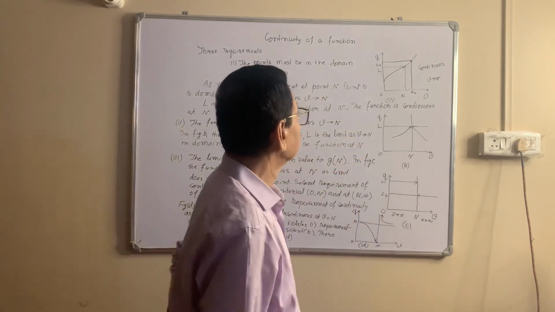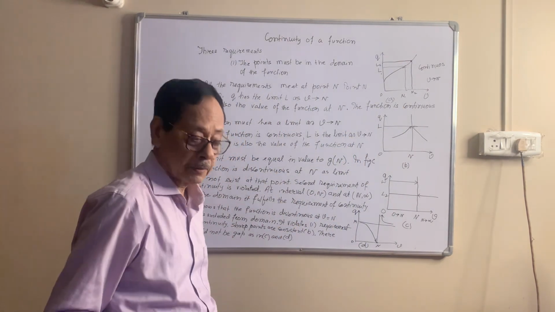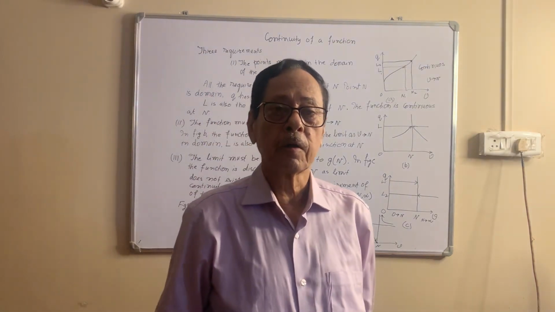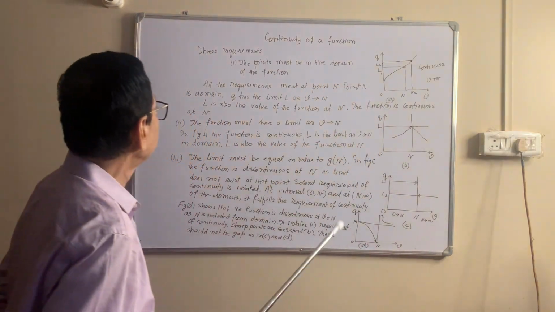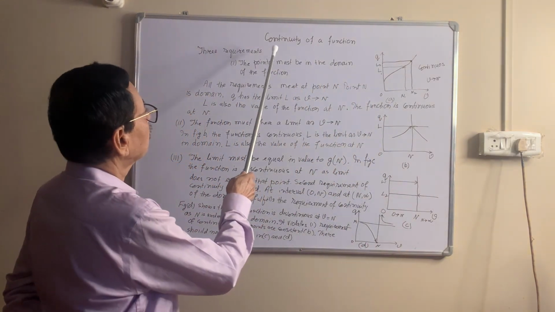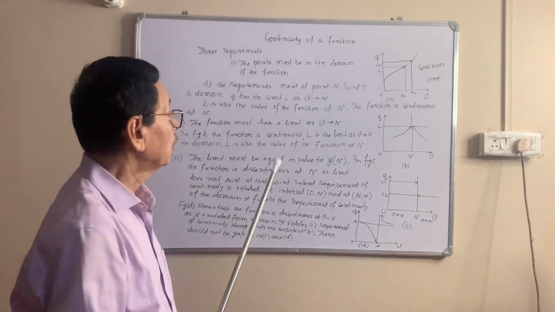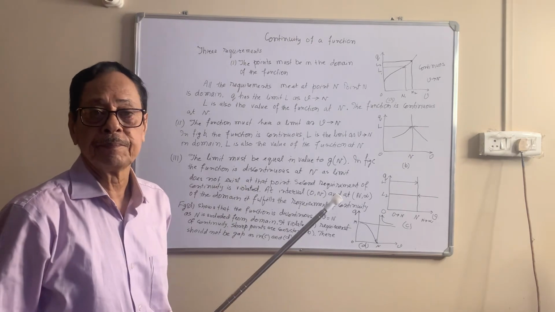The topic is continuity of a function. So whether a function is continuous or discontinuous, what are the factors? Now, for a function to be continuous, it should have three requirements.